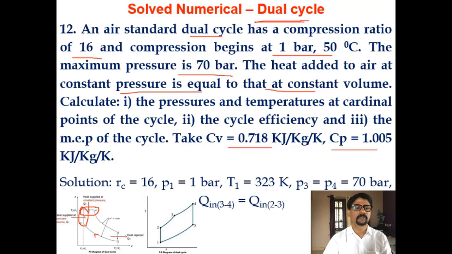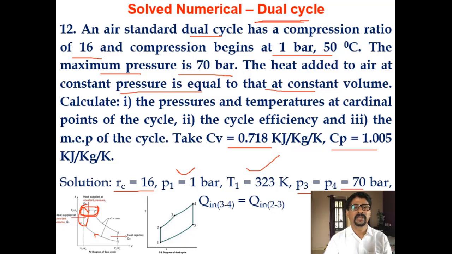So here the compression ratio is given as 16, and compression begins at 1 bar, P1 is equal to 1 bar, temperature at the beginning is 50 degrees Celsius or 323 Kelvin. The maximum pressure is 70 bar. That means if you look at the PV diagram here, P3 is equal to P4 is equal to 70 bar, that's the maximum pressure.